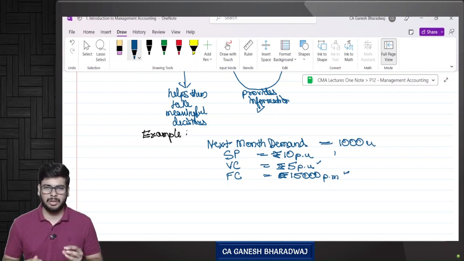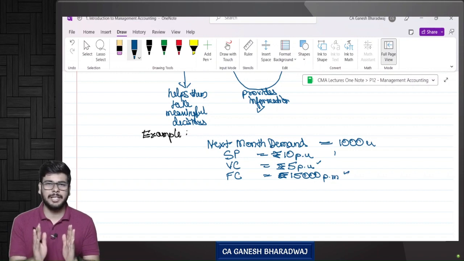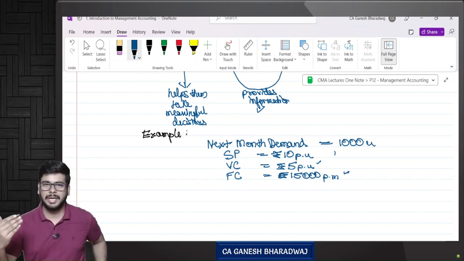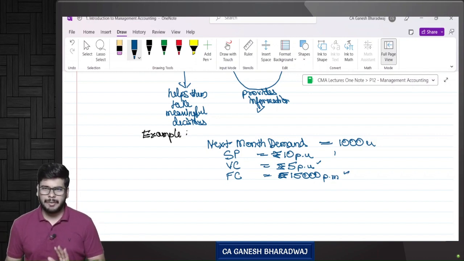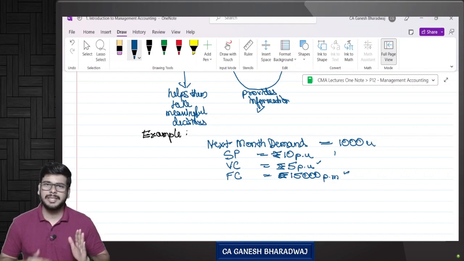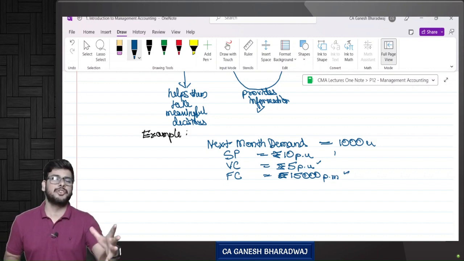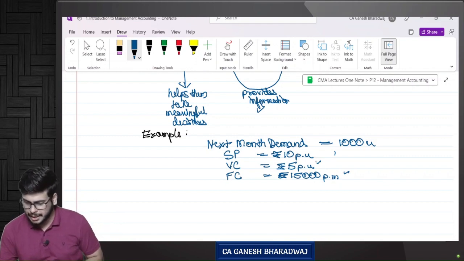What do you mean by a fixed cost? I will just explain it to the extent relevant right now, because I will explain everything properly when we get into this chapter called marginal costing. Now, variable cost means a cost that varies with the level of output. That is, only if I produce one extra unit, I will be incurring this 5 rupees extra.